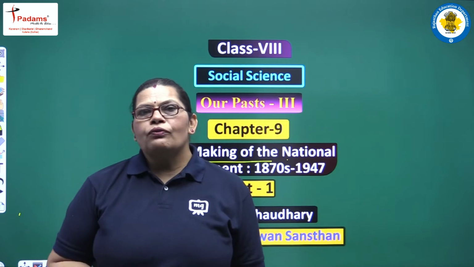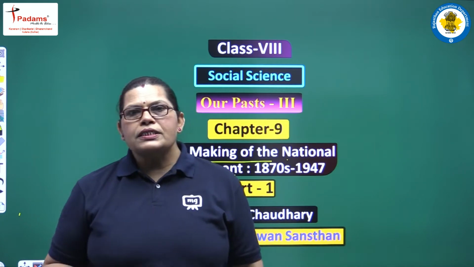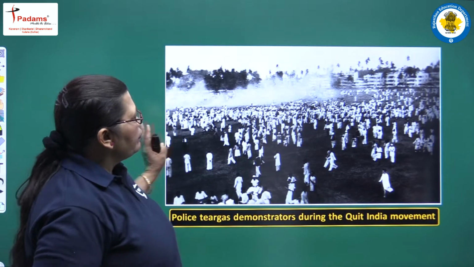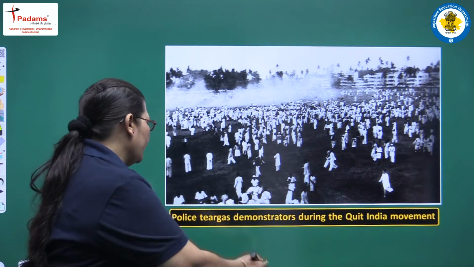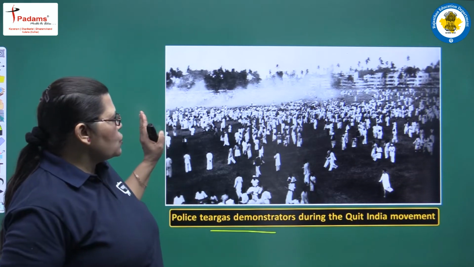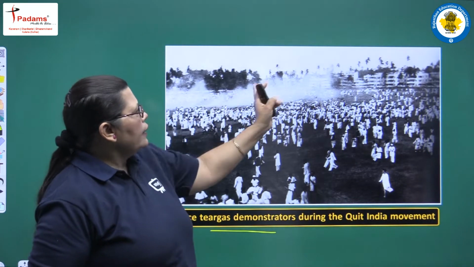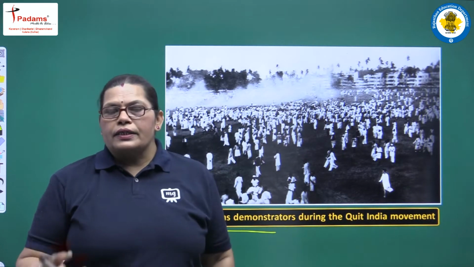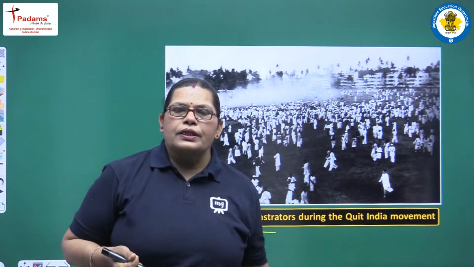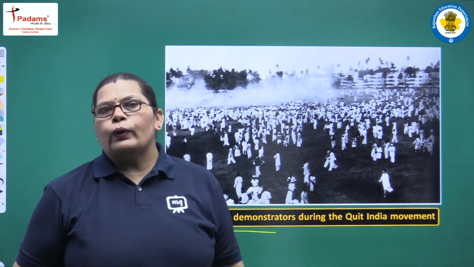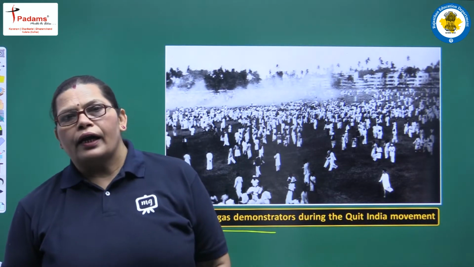What other things had we already learned? Let's see this one also. See, this is the picture of a Quit India movement. Police tear gas demonstrators during that one. See, these are the tear gases. हम कहते हैं ना अश्रु गैस छोड़ी थी पुलिस ने जब हमारे यहाँ पे क्विट इंडिया आंदोलन चल रहा था.